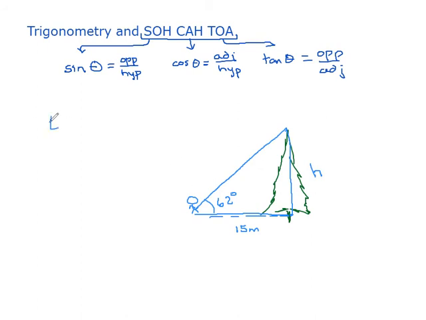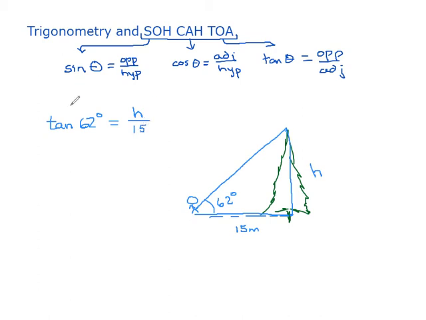Where can I put this? The tangent of 62 degrees equals the opposite side, which I'm calling h. This h is not for hypotenuse, it's for height. That's a little awkward, but it happens fairly often. And the adjacent side is 15.